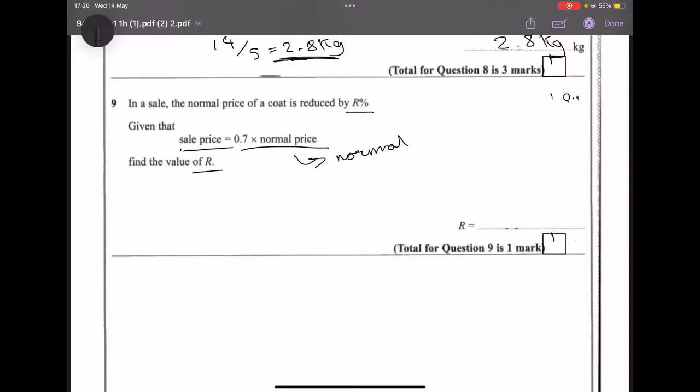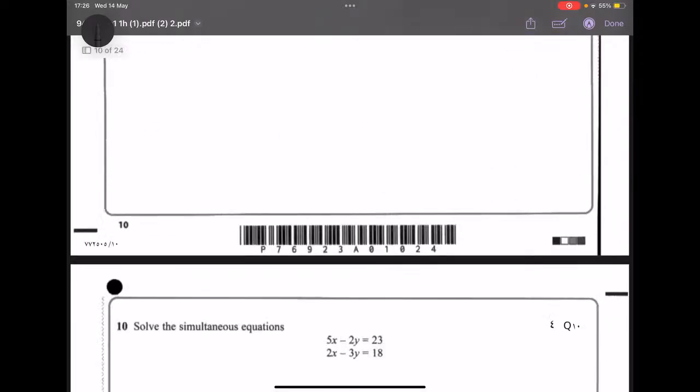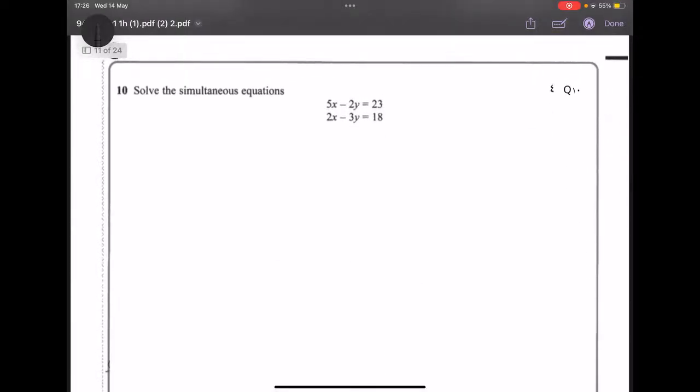times 0.7, and 0.7 equals 70%. You should know this as 1 is the total percentage, 100%. So you would do 70 times normal. And if the normal price is reduced by R to give 70, then that means 100 subtract 70 equals 30%. Therefore, R equals 30. That's only 1 mark, but it's an easy question at the same time.